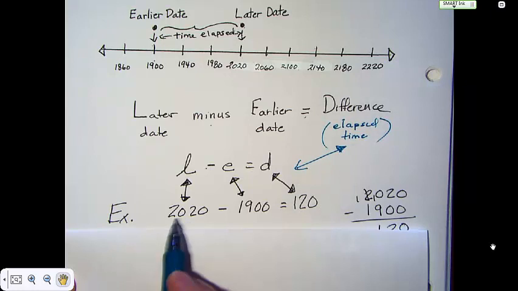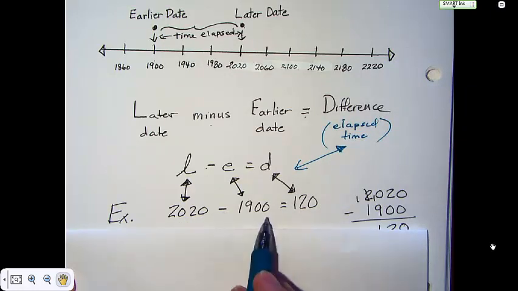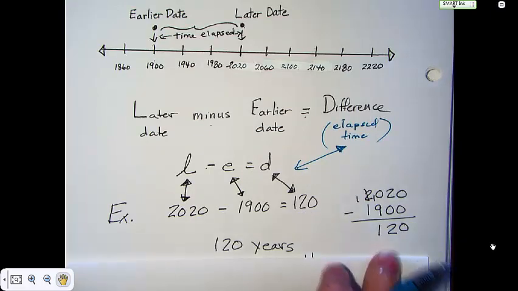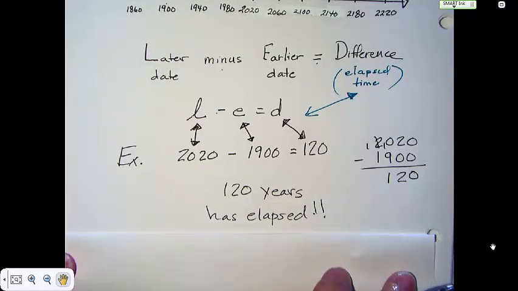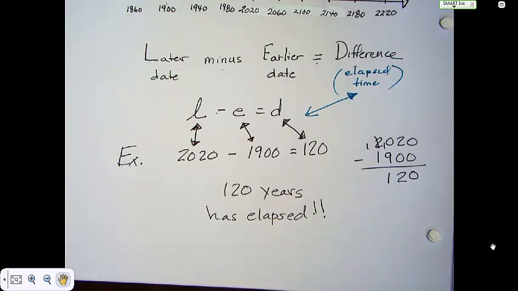Okay, so I'm going to take 2020 minus 1900, and I'm going to get 120, and I have my work over here on the right hand side. So the answer is there were 120 years between 1900 and 2020. And that pretty well covers lesson 12.